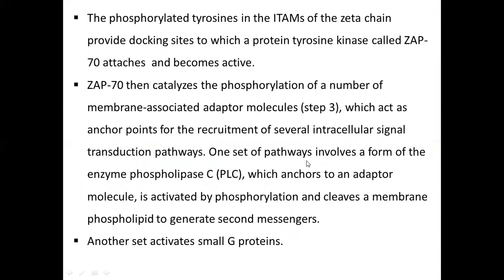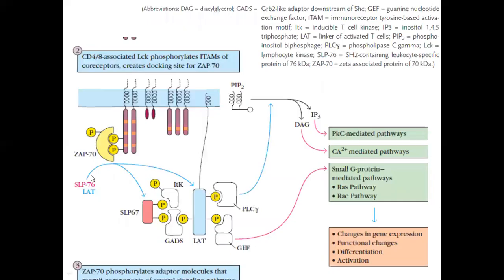One set of pathways involves the enzyme phospholipase PLC, which anchors to the adapter molecule and is activated by phosphorylation. It cleaves a membrane phospholipid to generate second messengers like IP3 and calcium. Another set activates the small G proteins, which I will show here. This is ZAP70 after phosphorylation, which activates SLP76 and LAT. LAT is associated with the membrane. Its phosphorylation creates a site for enzymes like PLC gamma, GEF, GADS, etc.